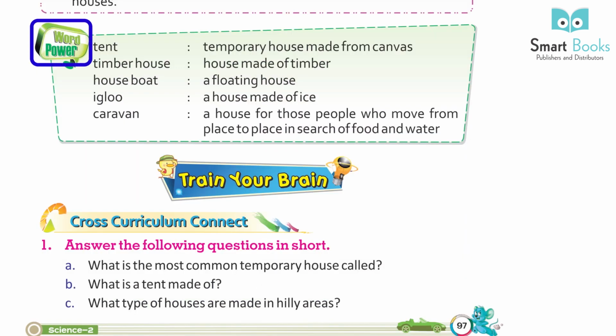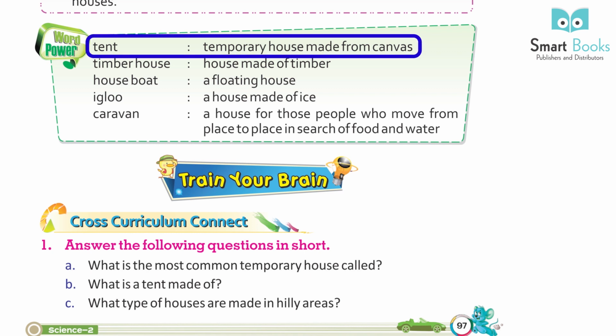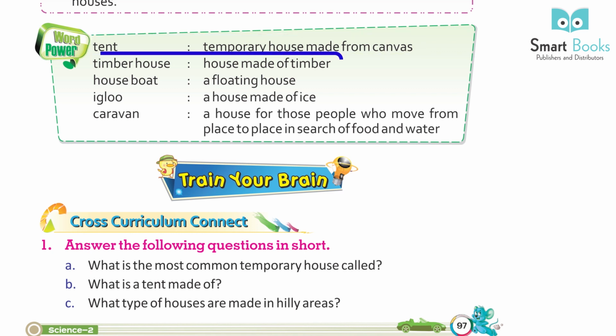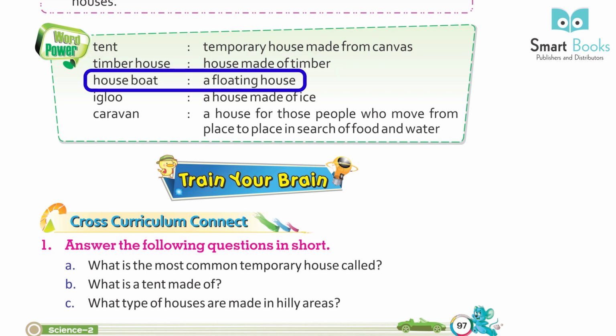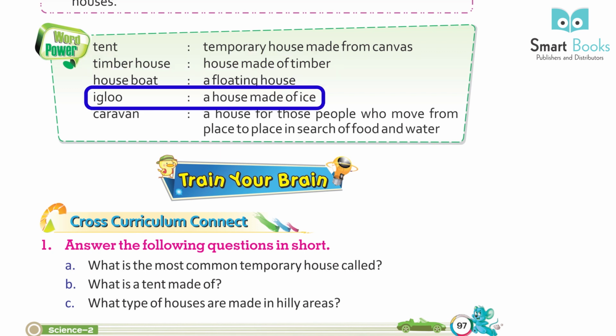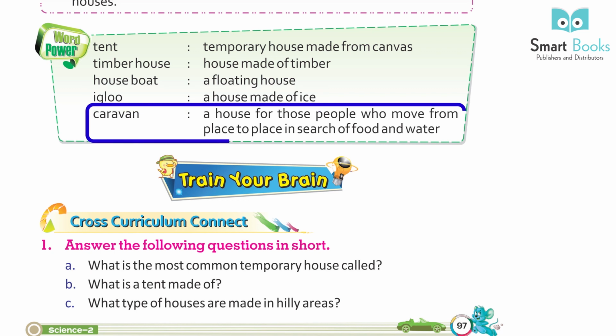Word power. Tent, temporary house made from canvas. Timber house, house made of timber. Houseboat, a floating house. Igloo, a house made of ice. Caravan, a house for those people who move from place to place in search of food and water.